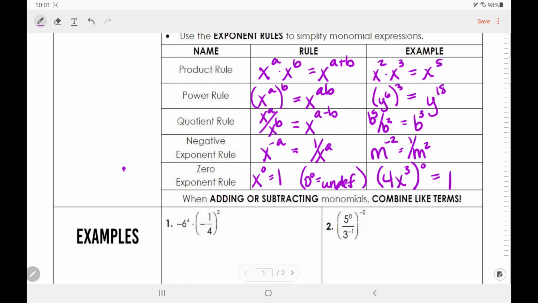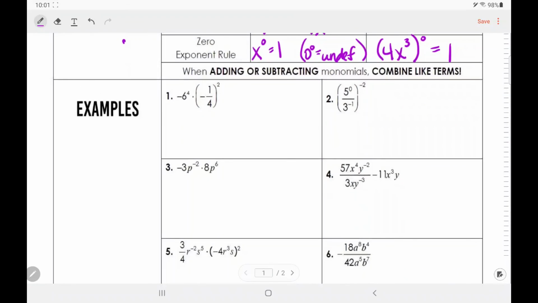Because the purpose of this video is just to remind you of the rules, I'm not going to work out any of these examples. I think that you can do that on your own.